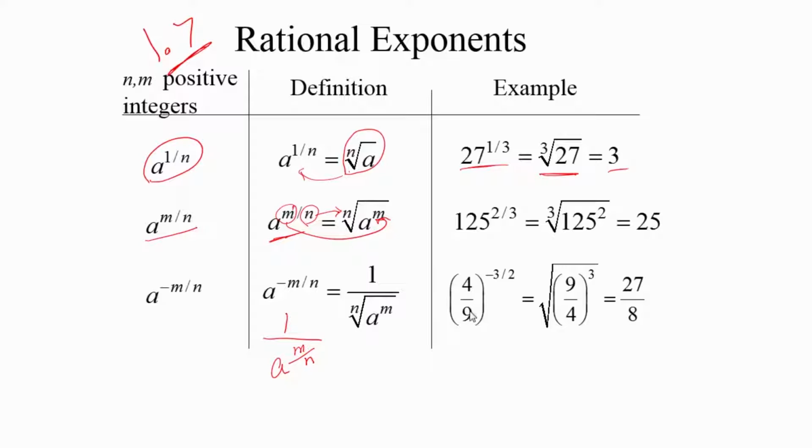So 4/9 to the minus 3/2 power. The negative makes this one 9/4, right? The 2 in the denominator of the power would make the index here, so you would have a square root, and the 3 would make the power under the square root sign. So 9/4 to the 3rd power, so it will be 27 divided by 8.